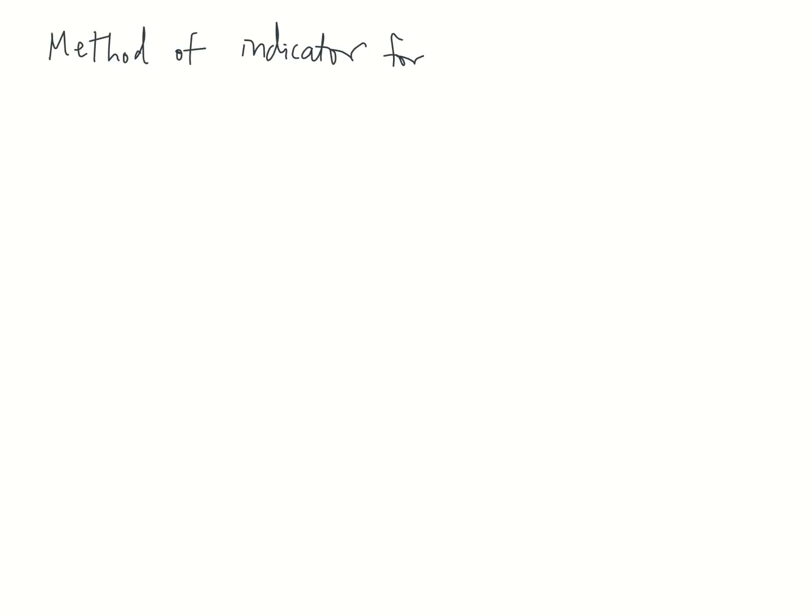Method of indicator for finding expectations. Often in discrete probability, we need to count and find the expected count.